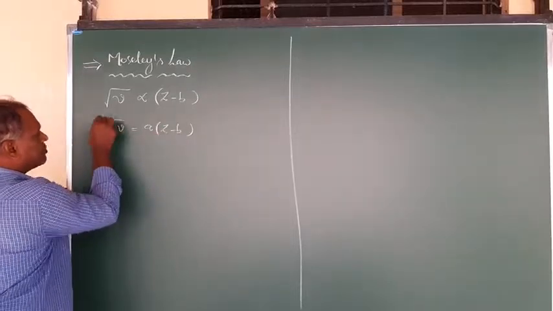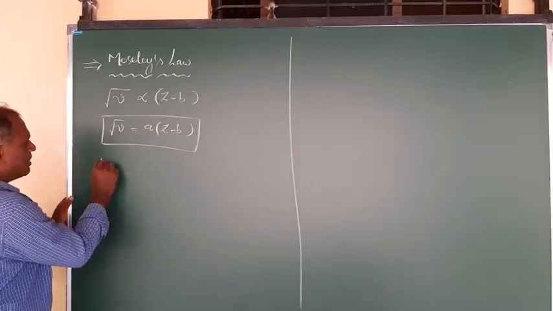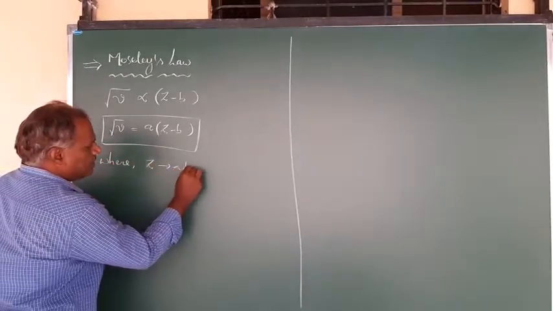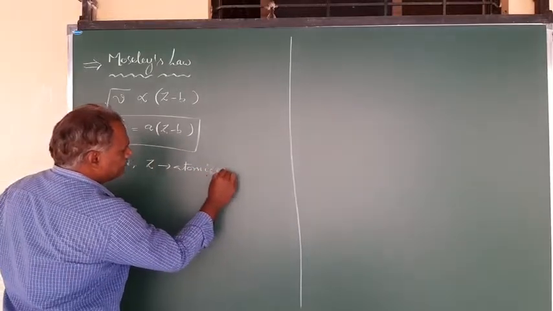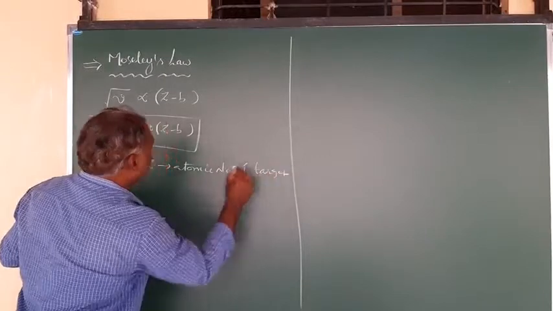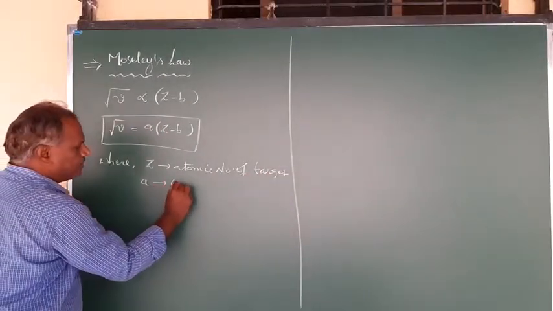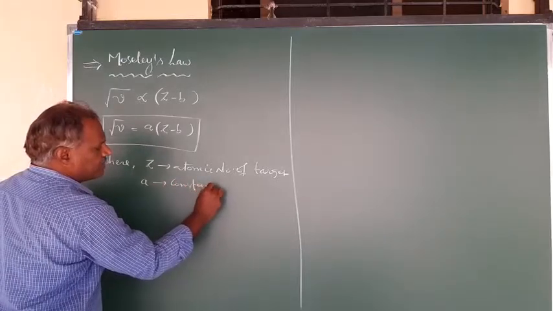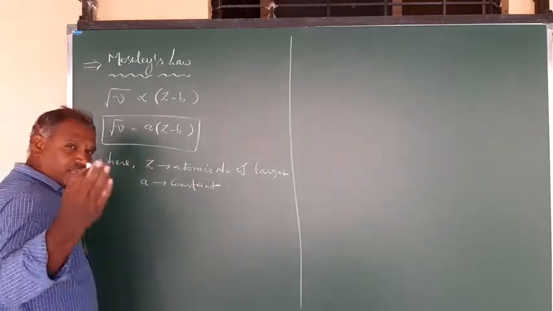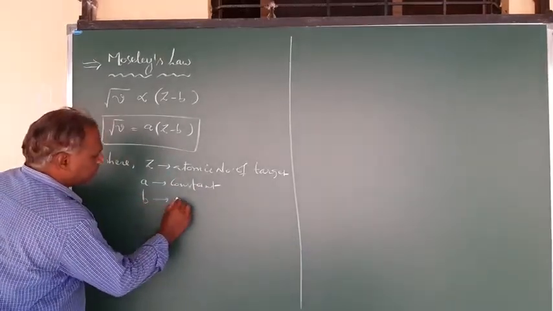So this is the equation for Moseley's law, where Z is the atomic number of the target material, and a and b are constants. A is a constant for all series that you can observe, any type of series where the electron transition takes place in the characteristic X-rays, and b is a screening constant.